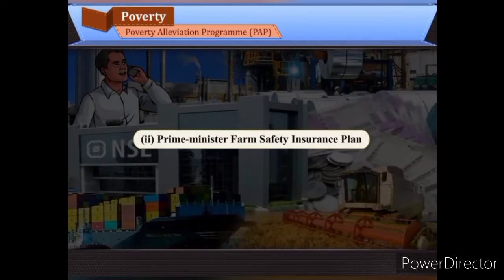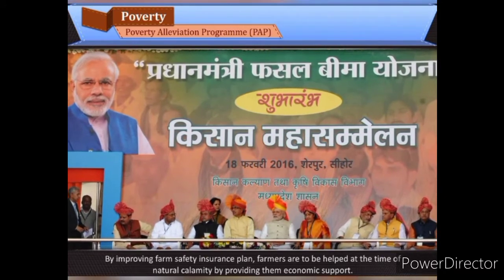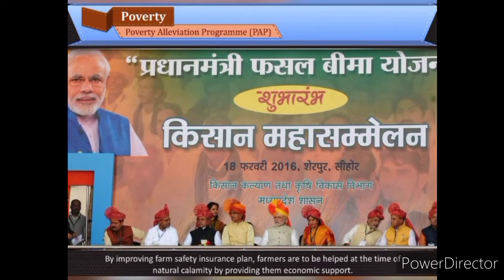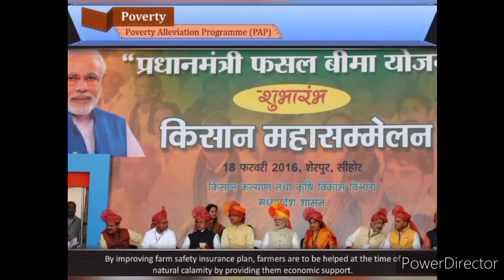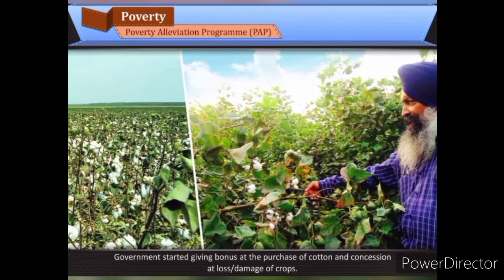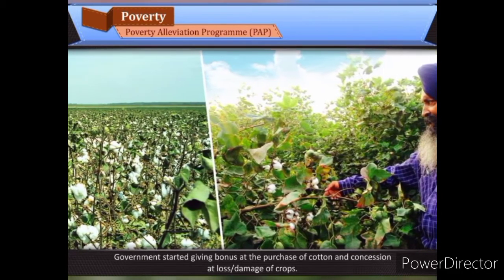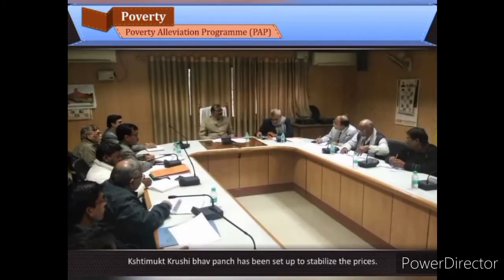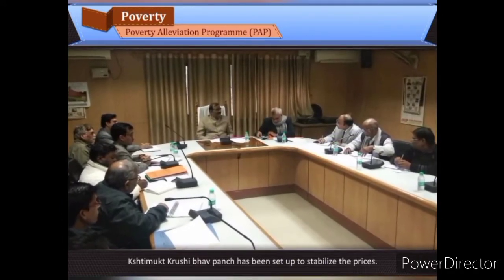Prime Minister Farm Safety Insurance Plan. By improving Farm Safety Insurance Plan, farmers are to be helped at the time of natural calamity by providing them economic support. Government started giving bonus at the purchase of cotton and concession at loss or damage of crops. Kshiti Mukt Krishi Bhav Panch has been set up to stabilize the prices.